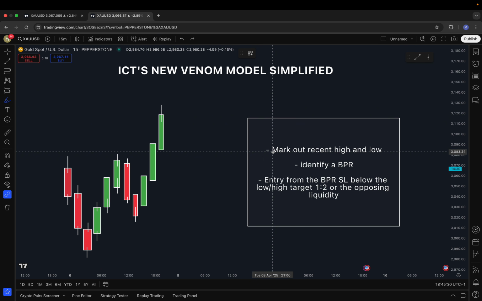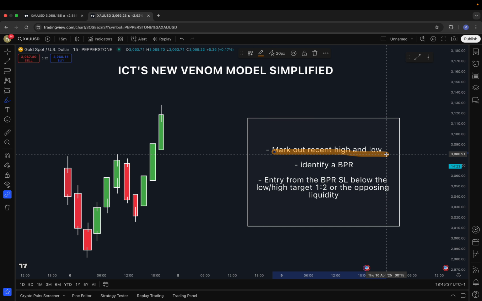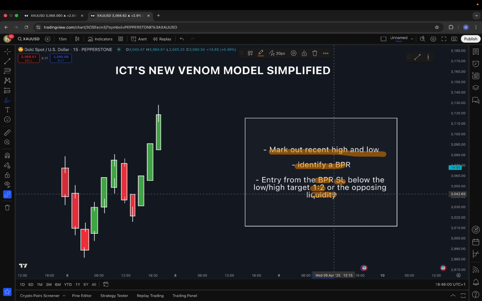So the first thing you'll need to do is mark out the recent high and low of any sessions. That can be before New York session, London session, etc. Once you've done that, you want to identify the BPR, and then it's simple from there. You simply enter off the BPR, stop loss at the high or the low, depending on whether you're taking a short position or a long position, and then you want to target a simple 1 to 2 or target the opposing liquidity.